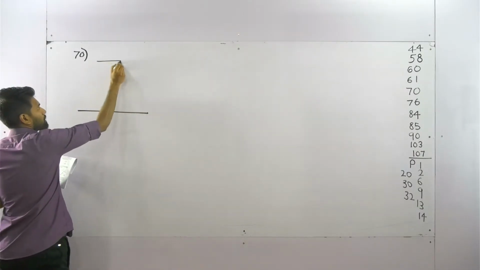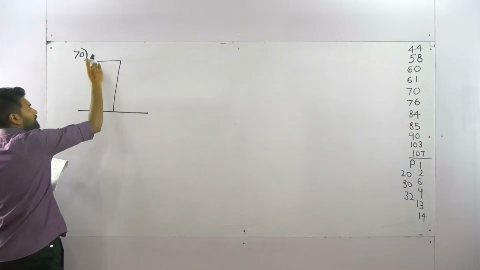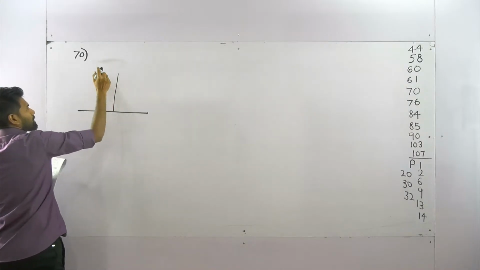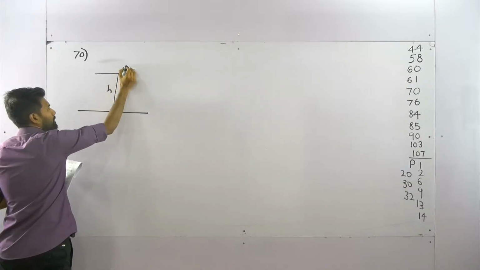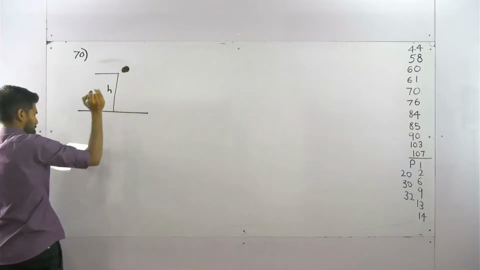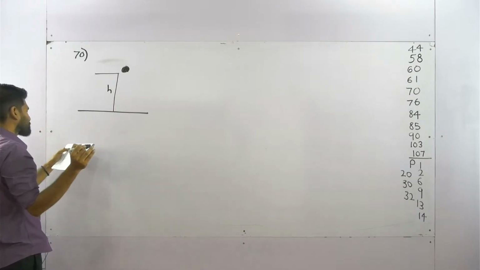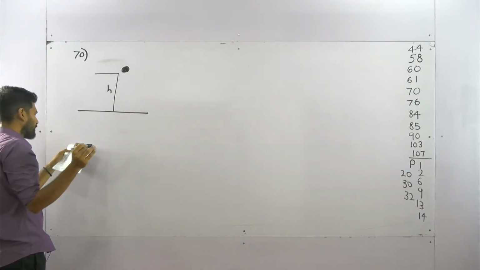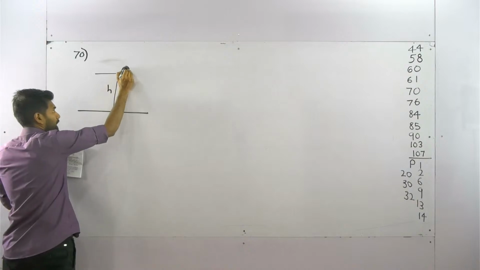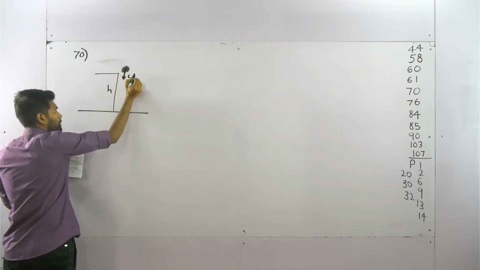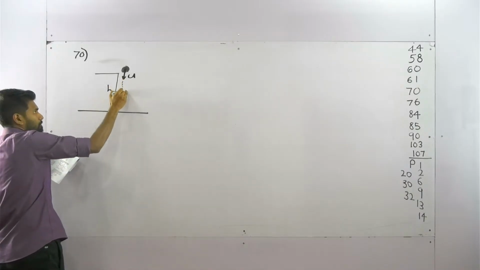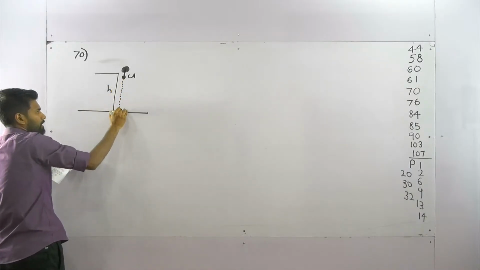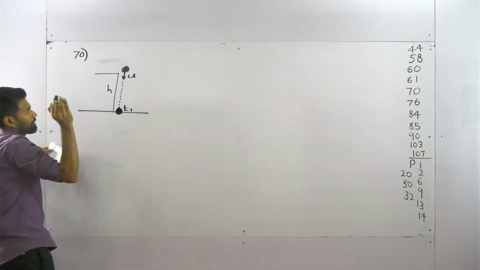So this is a tower with a height h. Initially, from this height, a particle is thrown down from the top of a tower. Thrown down, it has an initial velocity, it's not zero, u. And it comes to the ground. It will hit the ground after time t1.